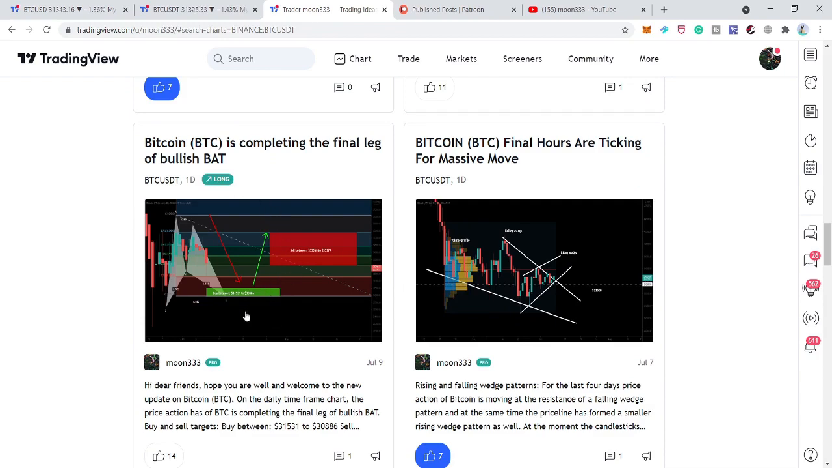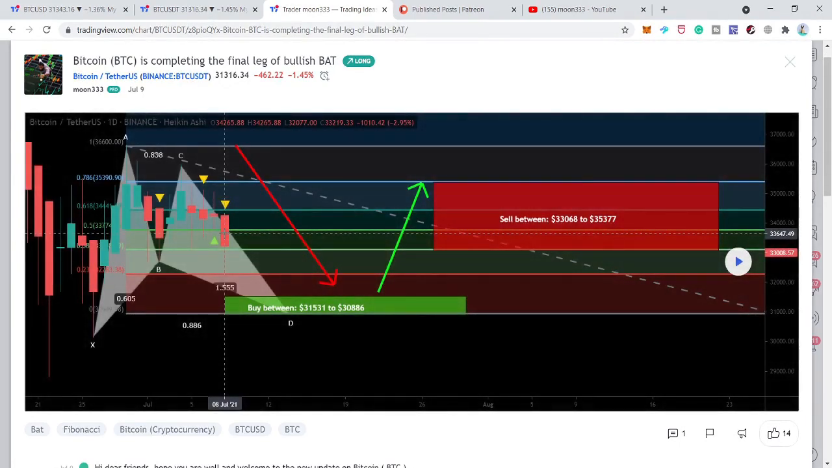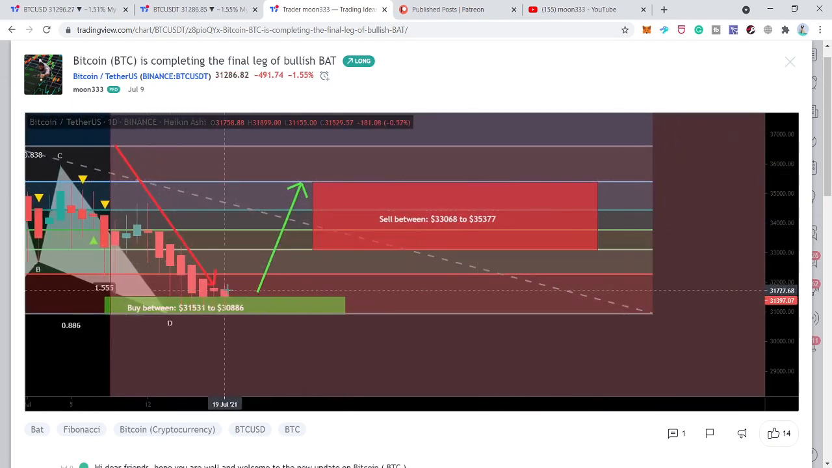And I shared this pattern on the 9th of July when I first shared it at the Patreon for my members, and I also shared it with you as well. And I told them that from here, the price action can move more down between $31,500 to $30,886 for the completion of the harmonic bullish bat, because all the legs were driven perfectly as required for the bullish bat. Now, after playing the chart, we can see that the price action has completed this final leg of the bullish bat and completely entered the buying zone.